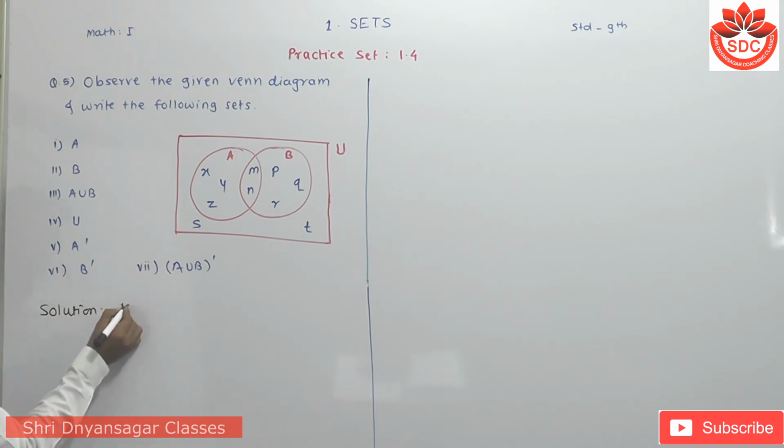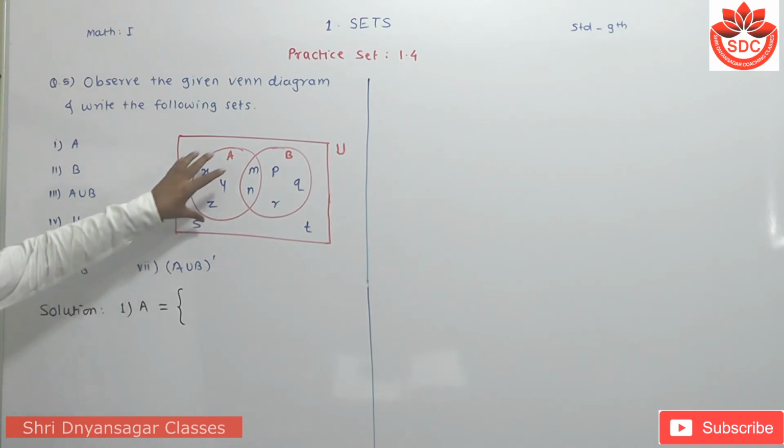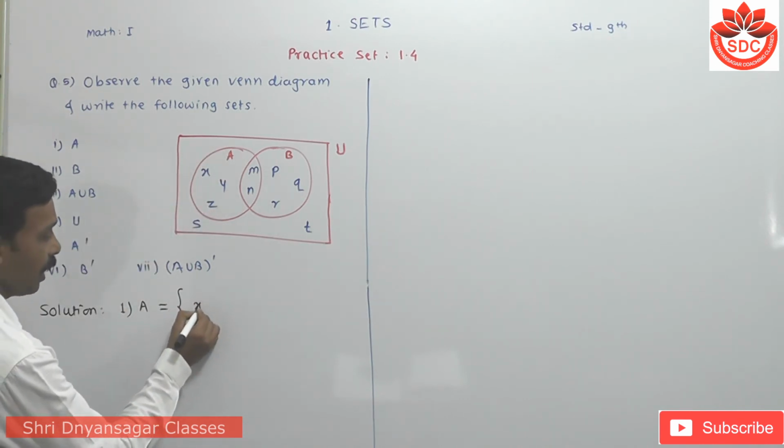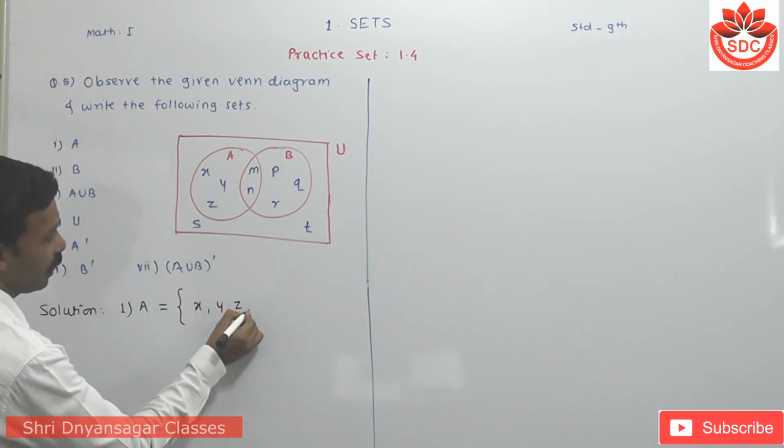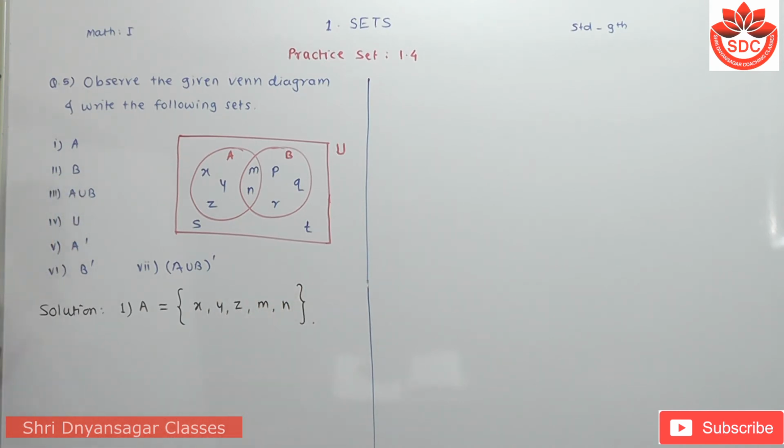first I have to find out the set A. Set A is equal to A having the elements. Look carefully, set A contains the elements X, Y, Z, M and N. This is the set A. Second one is B. Set B contains the elements.